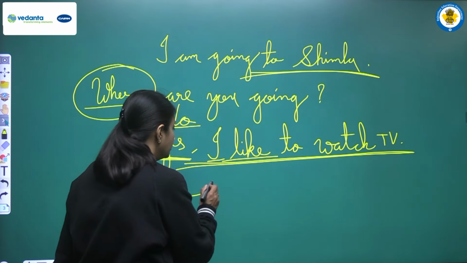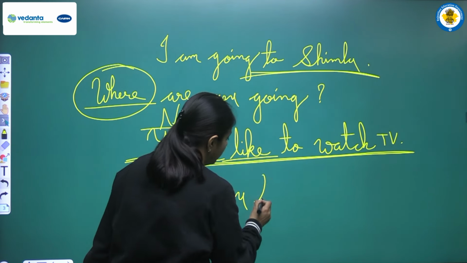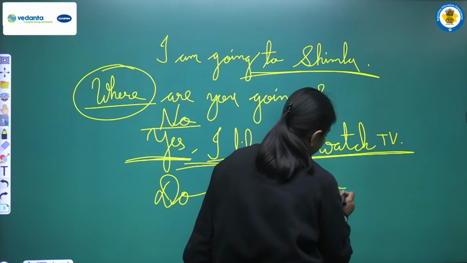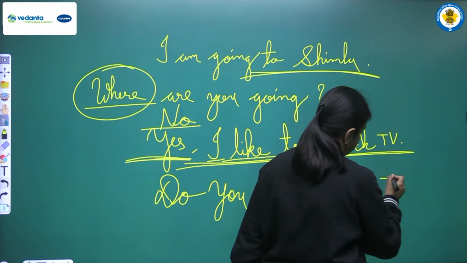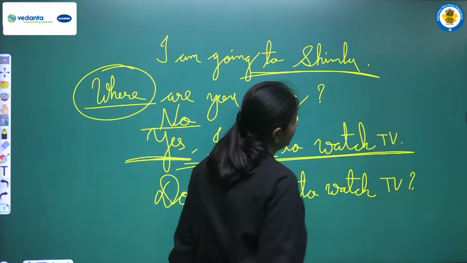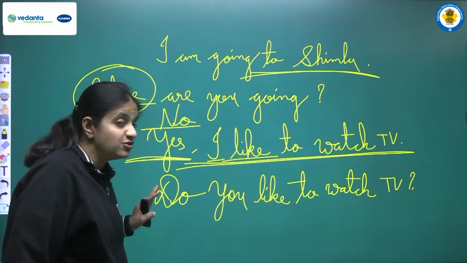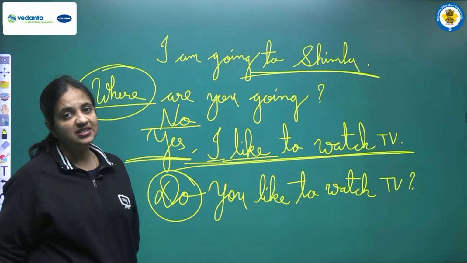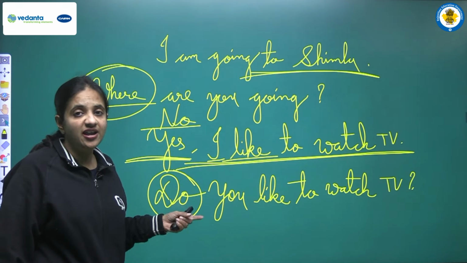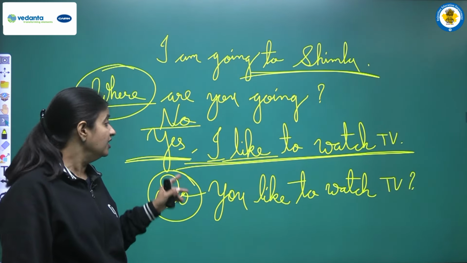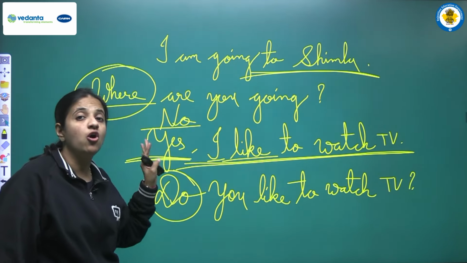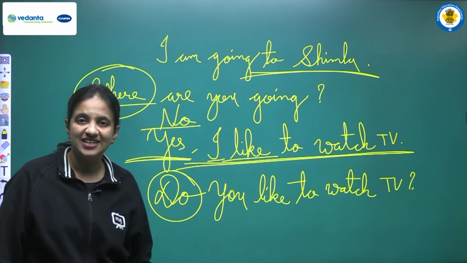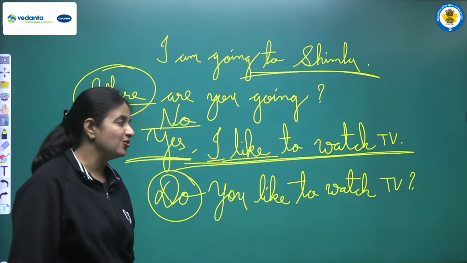The question will be, do you like to watch TV? And question mark at the end of the sentence. So this will be the question using the auxiliary verb. And just remember this thing, that such sentences in which we are having any auxiliary verb in the beginning, the answer of those questions will always have yes or no in the beginning of the sentence. Okay, I hope this is clear to you all.